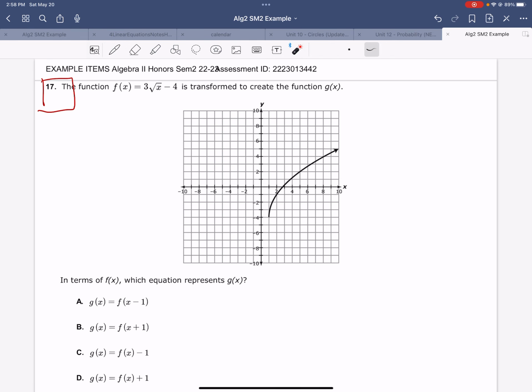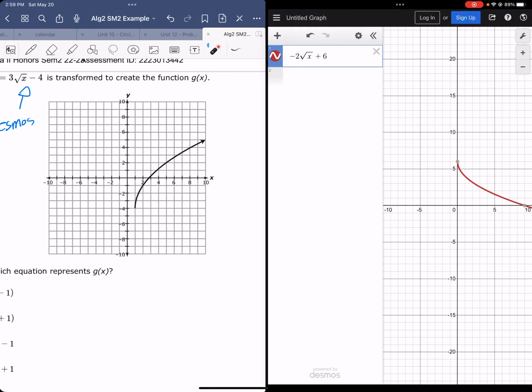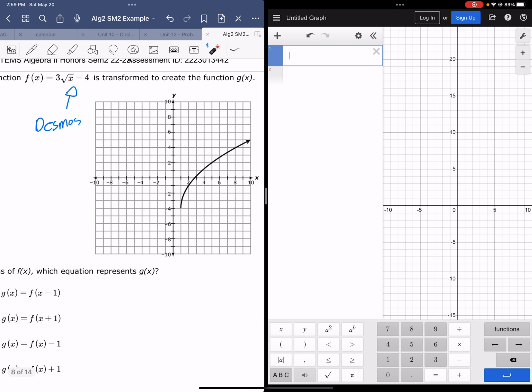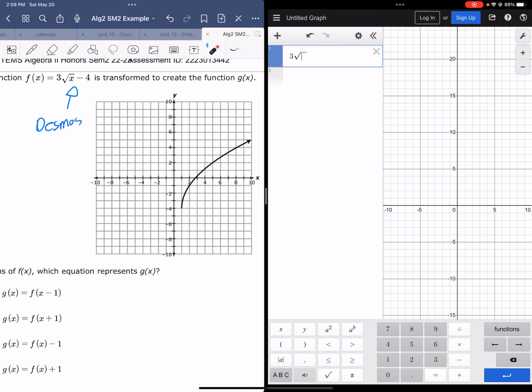Right, here we go. 17. This function is transformed to create g of x, which is this one. In terms of f of x, which equation represents g of x? So this is the g of x, and that's the f of x, which means we're going to put this one into Desmos and see how this has transformed from here. You have to read the question carefully. So let's do this one, okay? I'm going to put, it's not cube root, it's 3 square root of x and minus 4, okay? Remember, minus 4 is outside of the square root.